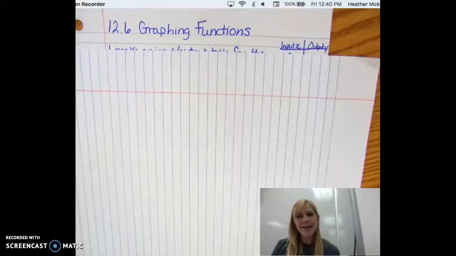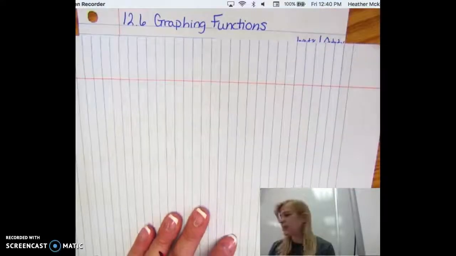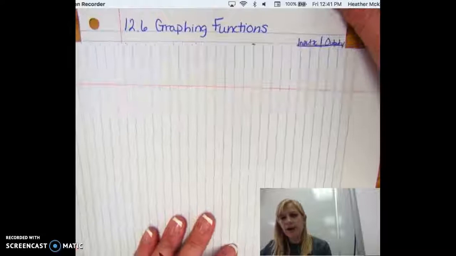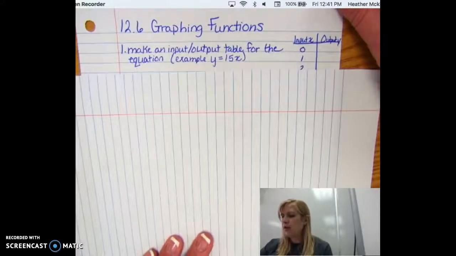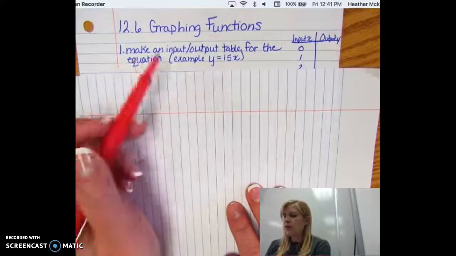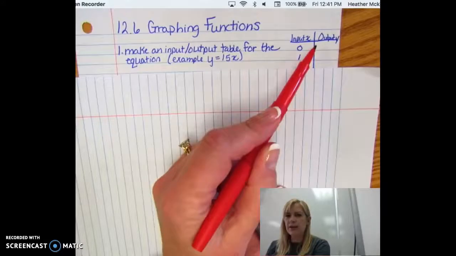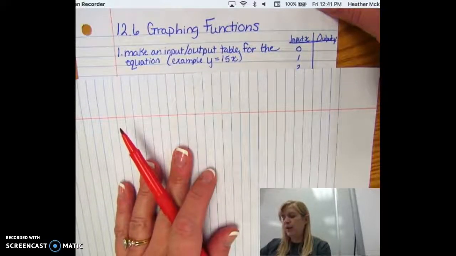Hi everybody, today we are going to work on graphing what we did yesterday. This should be pretty simple as long as you understood the basic components of graphing a function, which is those input-output tables. So the first step that you need to do is make an input and output table. I've lined mine up this way, however you can go the horizontal way if you would prefer.